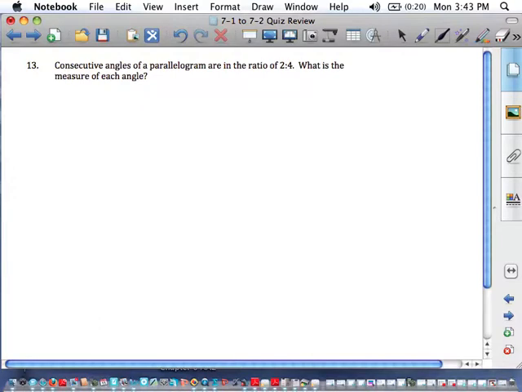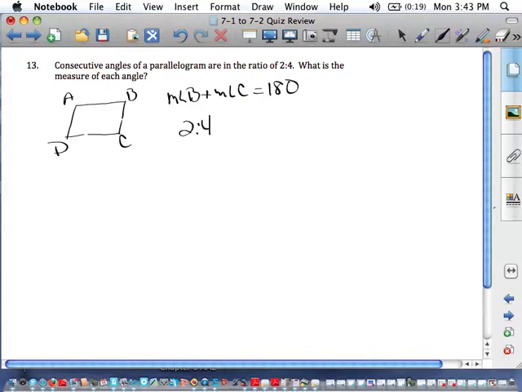Number 13, consecutive angles of a parallelogram are in the ratio of 2 to 4. What is the measure of each angle? So remember, if you have a parallelogram, consecutive angles would be A and B, or B and C, C and D, or A and D. And the consecutive angles, for example, the measure of angle B plus the measure of angle C equals 180. If these are in the ratio of 2 to 4, that means 2 parts go to B and 4 parts go to C. So it's actually broken into 6 parts.